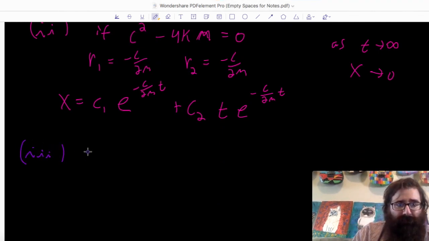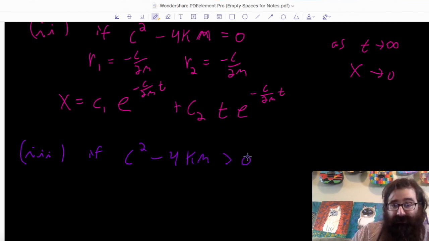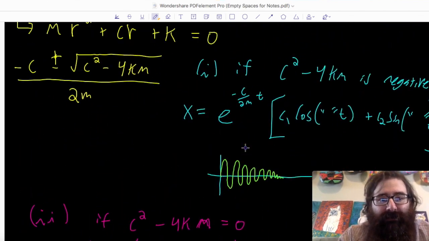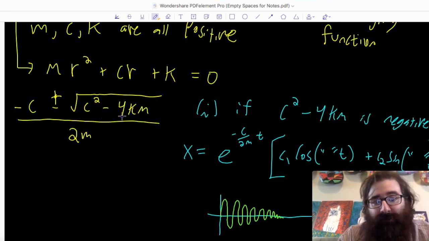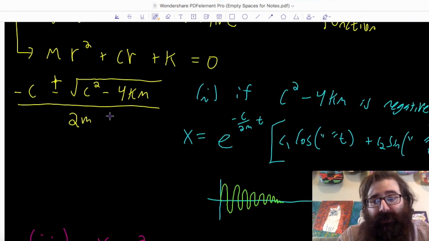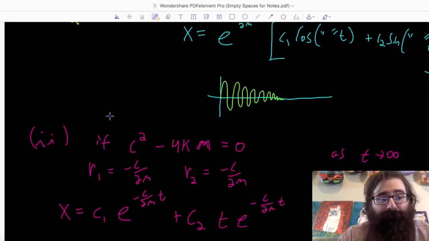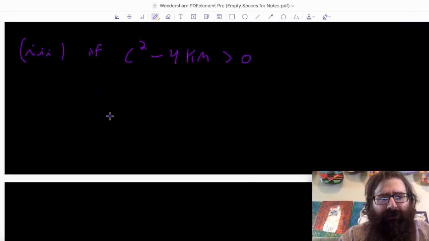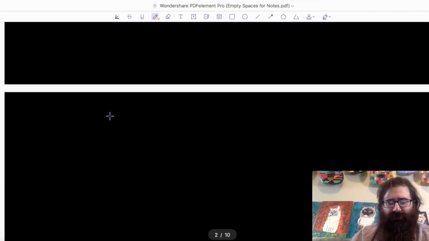The third possibility is if c squared minus 4 times k times m is positive. Now that means under my square root, I have something meaningful I can work with. We can actually show that in this case, both roots are still negative. Let me explain it this way. Let me jump down here to where I have some more space.